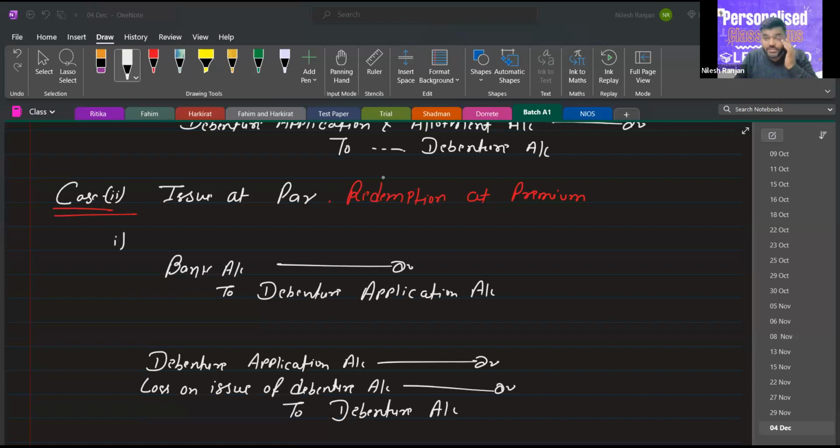Okay, so the principle of conservatism says that if there is any profit that will be incurred in future, we will ignore it because that is future profit. But if there is any expected expenses or loss in the future, then we will record it right now because we have to provide for those expenses. We have to save money for those expenses or loss. So that's the basis of creating any provision or reserves.